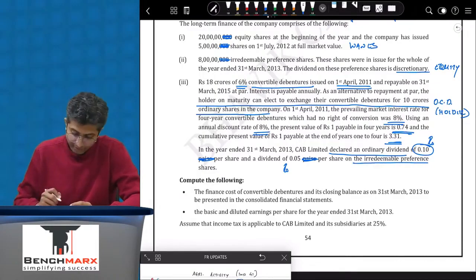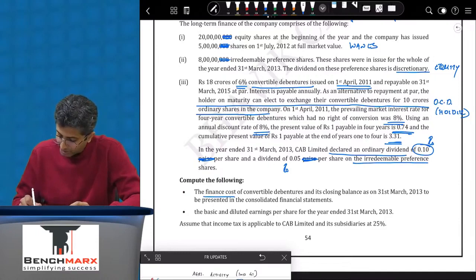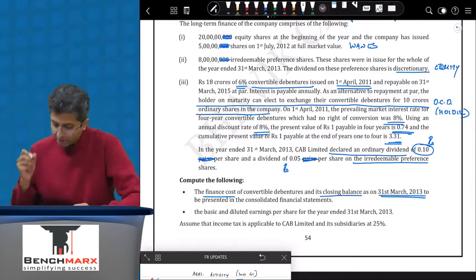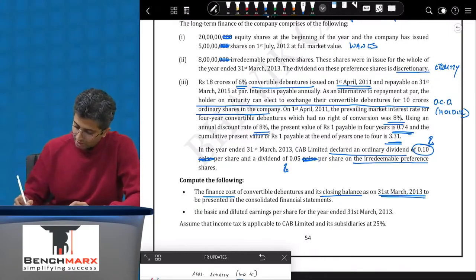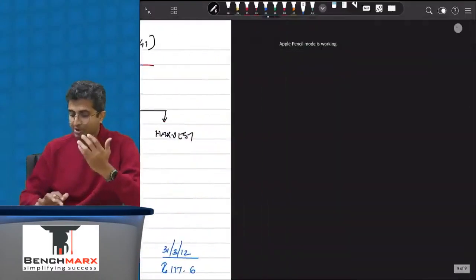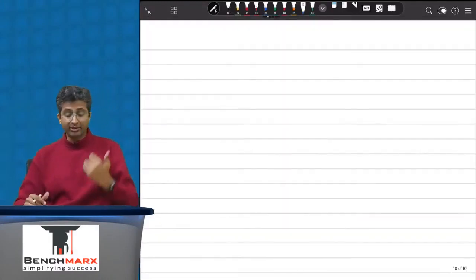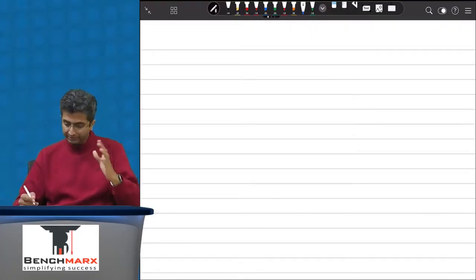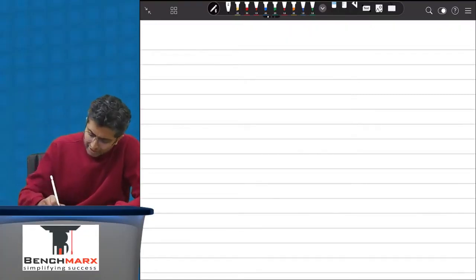Okay, this is interesting. Compute the following: the finance cost of the convertible debentures and its closing balance as on 31st March 13 to be presented in the consolidated financial statements, and the basic and diluted EPS for the year ended 31st March 2013. Assume the income tax rate applicable is 25%. I would strongly recommend you to pause the video once and read this entire question and understand the nitty-gritty once again. If you have read this, we will start with the basic EPS calculation.